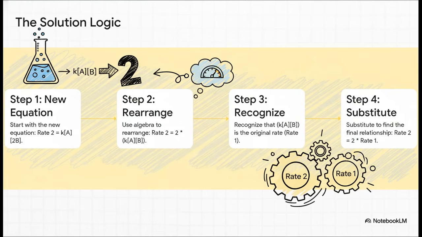Okay, let's walk through the logic here. Step 1, we start with our new equation for rate 2, which is K times A times 2B. Now here comes the key move, step 2. Because this is all just multiplication, a little bit of simple algebra lets us pull that number 2 right out to the front. And look what that leaves behind. That bit in the parentheses, K[A][B], what is that? That's our original equation for rate 1. So for step 4, we just substitute rate 1 back in, and boom, we get our final relationship: rate 2 equals 2 times rate 1.